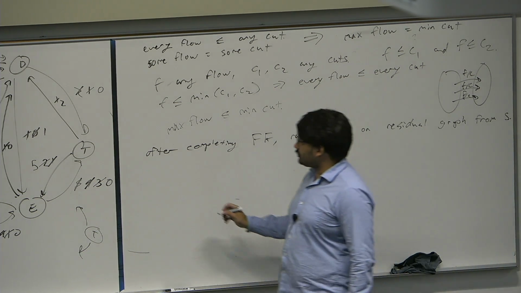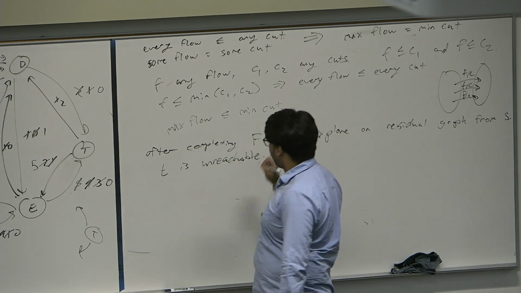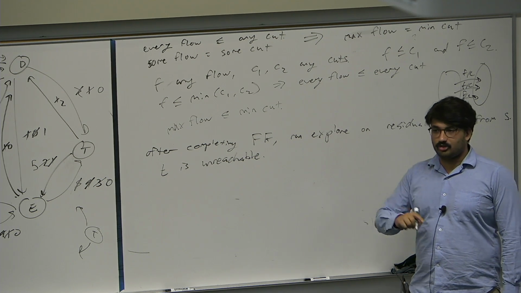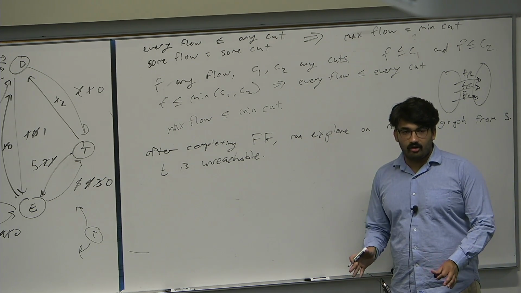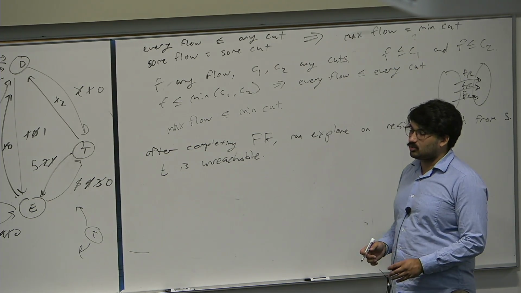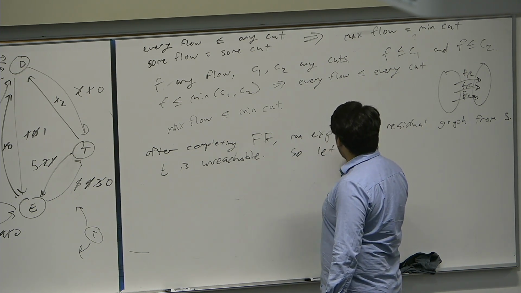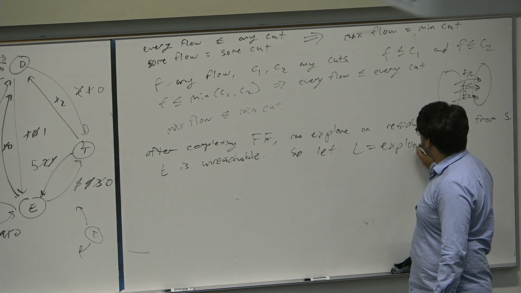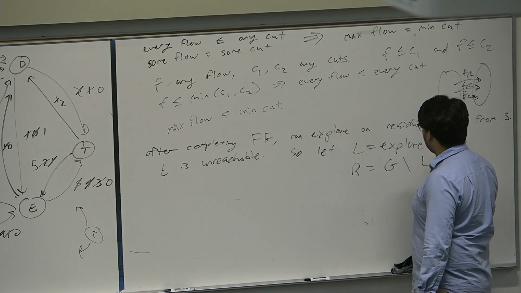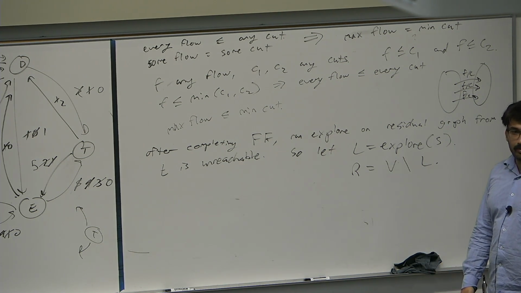Here's the first thing to notice. T is unreachable. Why? Yeah, the stopping condition of Ford-Fulkerson is when there's no longer an S-T path. So if the algorithm is finished, there is no longer an S-T path. So calling explore from S will not reach T. Fine. So let L equal the set of vertices explored from S, and let R equal whatever's left in V. That's going to be your cut.